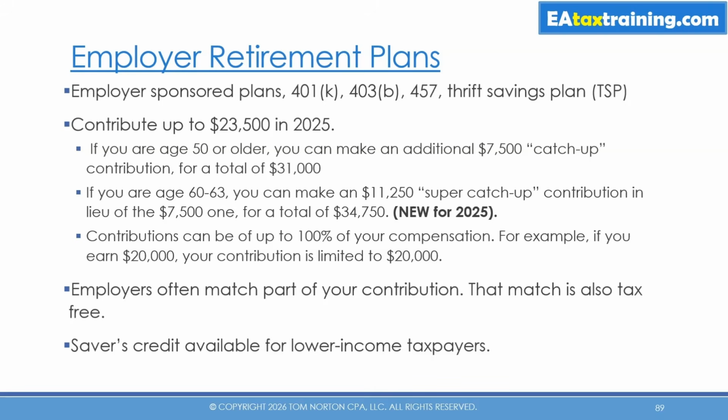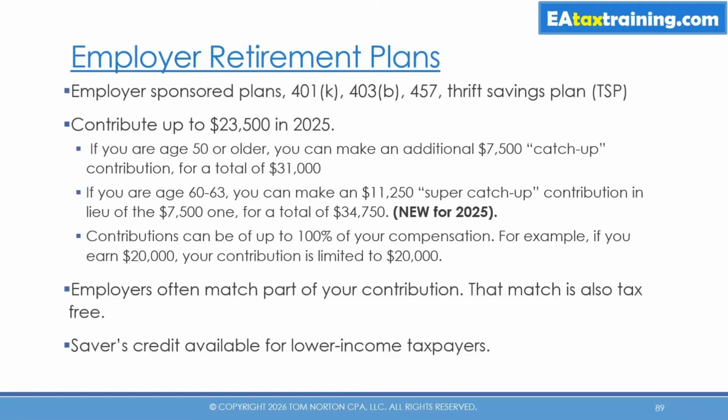For employer-sponsored retirement plans, so this is like 401k, 403b, 457 plans, or a thrift savings plan for the federal government, you can contribute up to $23,500 per year for 2025. That amount does go up each year. If you are age 50 or older, you can make an additional $7,500 catch-up contribution for a total contribution of $31,000 for the year.